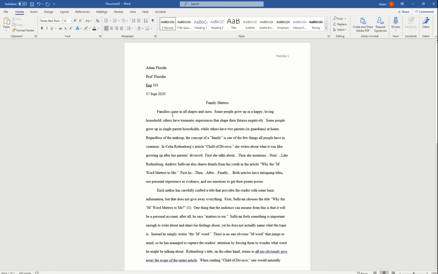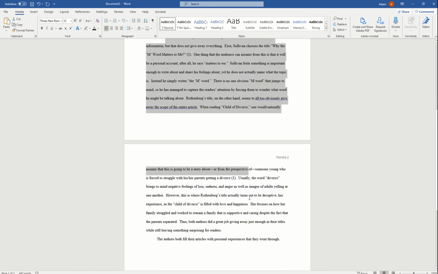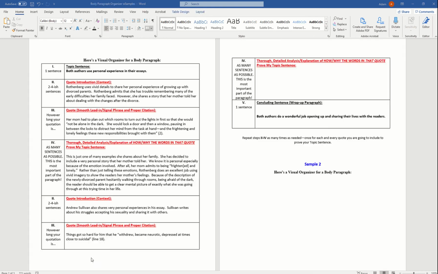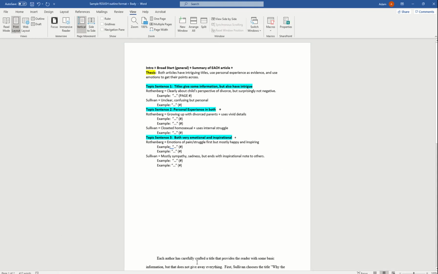And my paper's great because I have a good intro and I've got one good body paragraph. And in our imagination, I have another really good body paragraph here because that's what I use this graphic organizer for. And I would, of course, do my third body paragraph. Oh, shoot, my third. What is it? There it is. Both are very emotional and inspirational, go through the same steps.